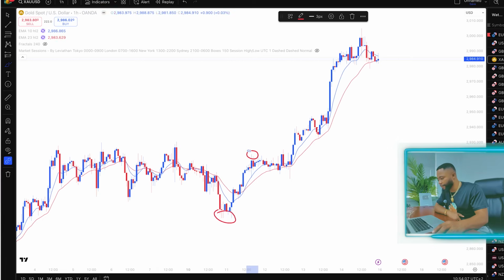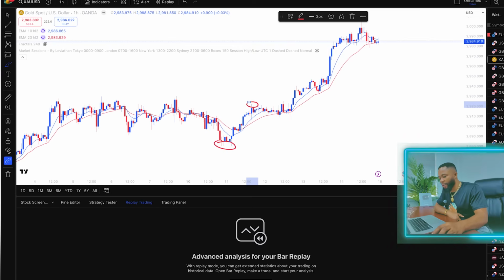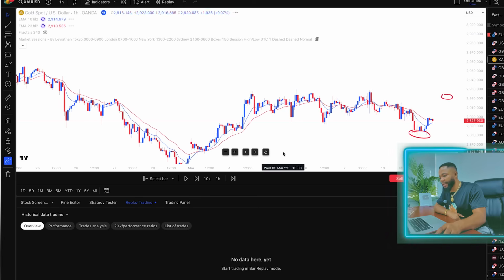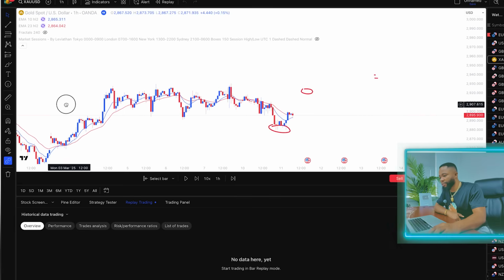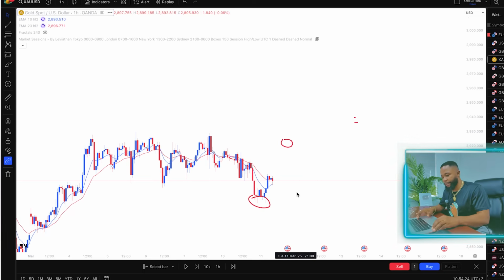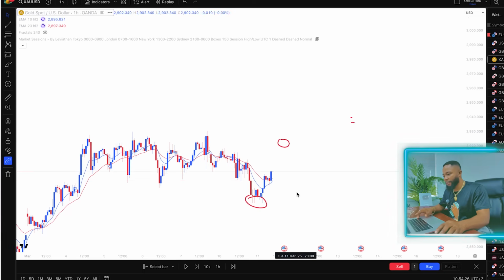So let's go on strategy replay trading, and then we're going to launch this and start it right here. Let's push this right here, and then we're just going to minimize this, and then we play the chart to see what happened. Can you see that?